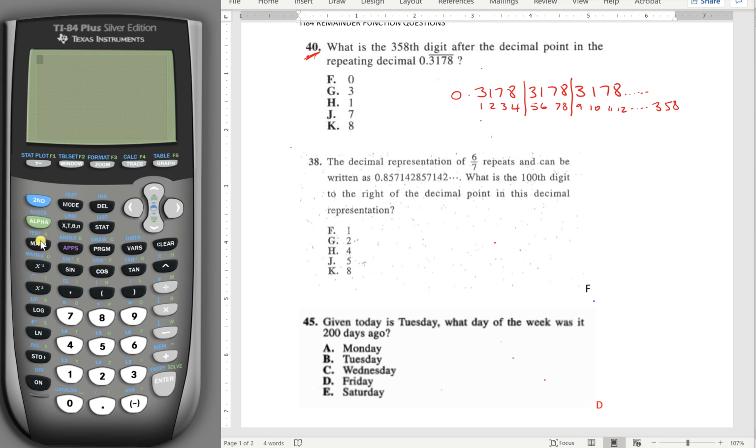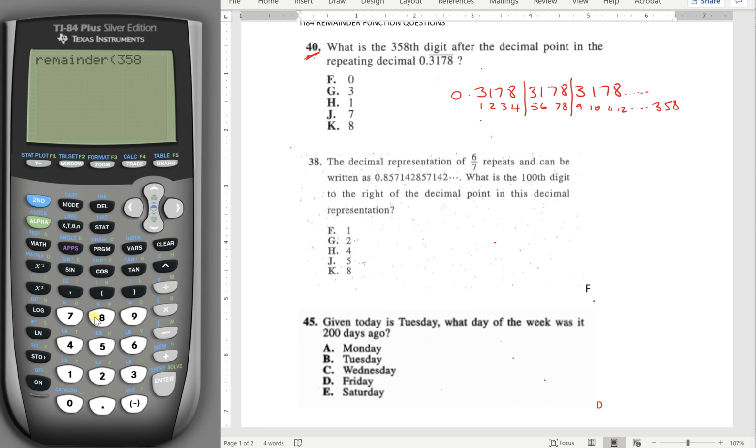So all we have to do is go to Math, this button here, and then we hit the across arrow to get to Number, and then we hit the down arrow and go down until we get to number 10. That's 7, 8, 9, and then there we are, remainder. We hit enter, and it has a parenthesis here, and all you have to remember is you put in the digit that you're looking for. It's asking us to look for 358. So we hit 3, 5, 8.